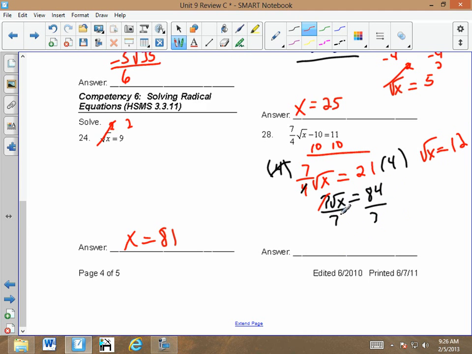That's not my answer yet. I have to square this. What's 12 times 12? X equals 144.